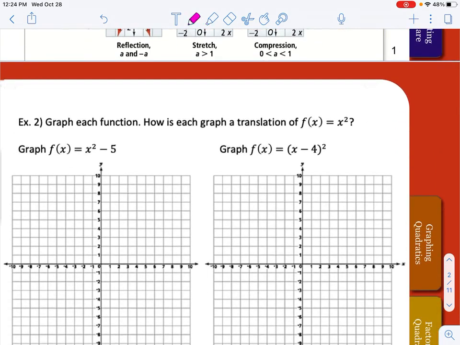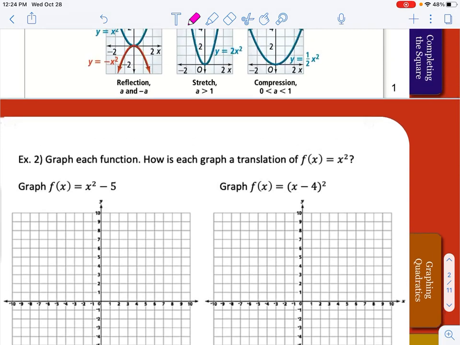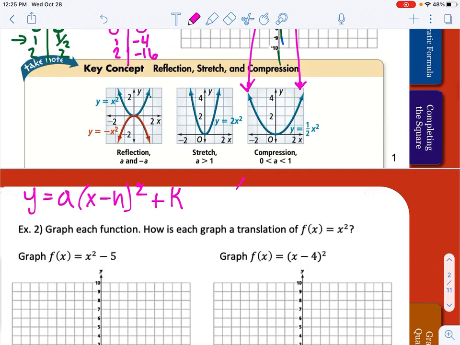Now, we have an equation for this. y equals a(x minus h) squared plus k. This is our form that we are using currently. Similarly to our absolute value lesson, we have the opposite of h, comma k, is our vertex.